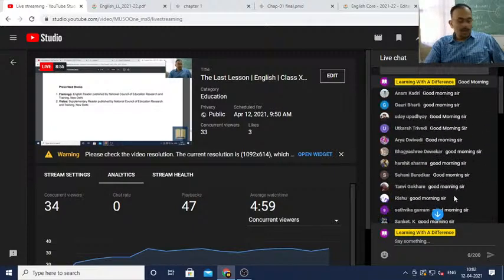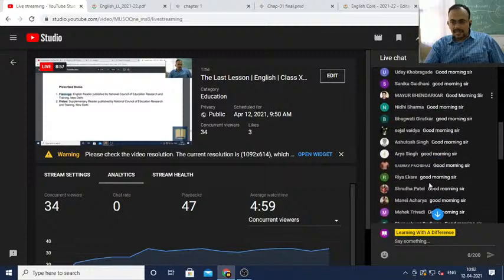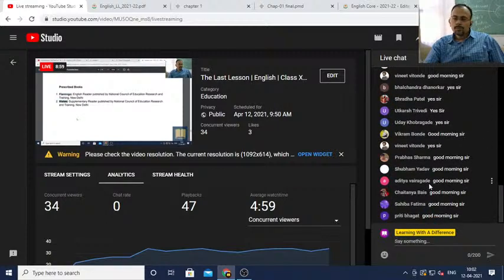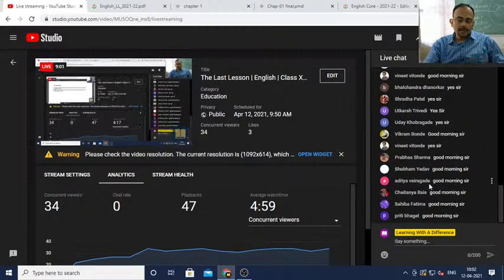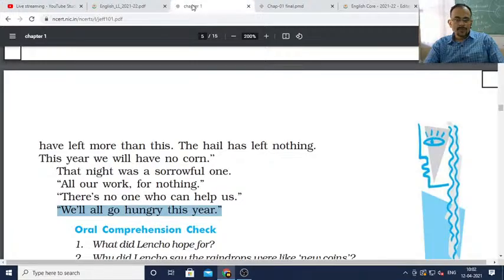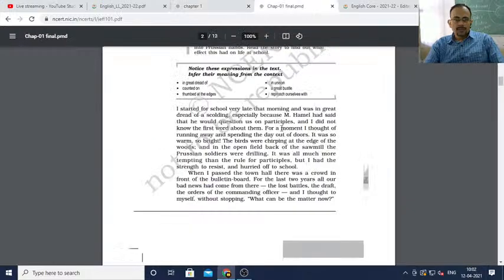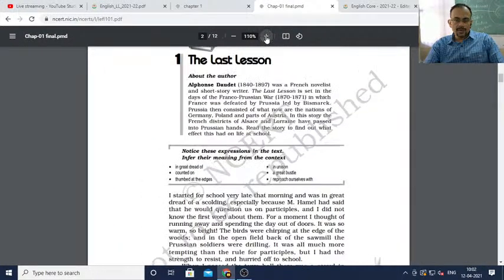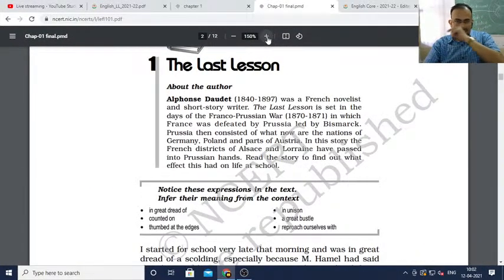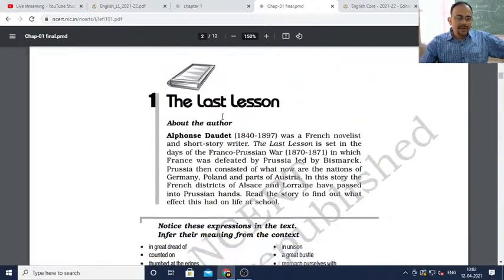Now today we are going to begin our first lesson from Flamingo. Okay, so remember you have got 2 books, Flamingo and Vistas. The first lesson that I am going to teach you today from is called The Last Lesson. Okay, the name of the first lesson of your syllabus is The Last Lesson. It's very funny. Okay, anyway, let's find out.